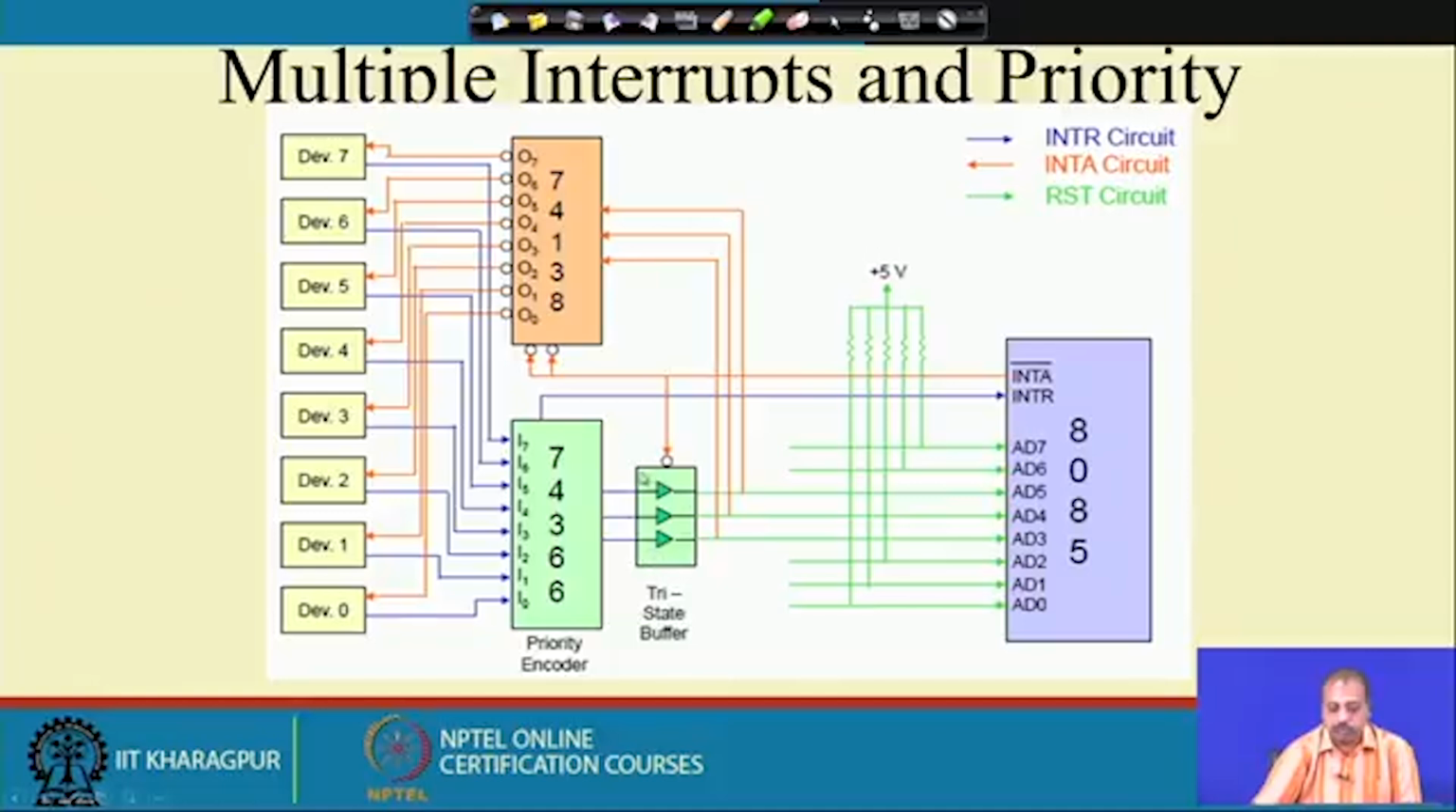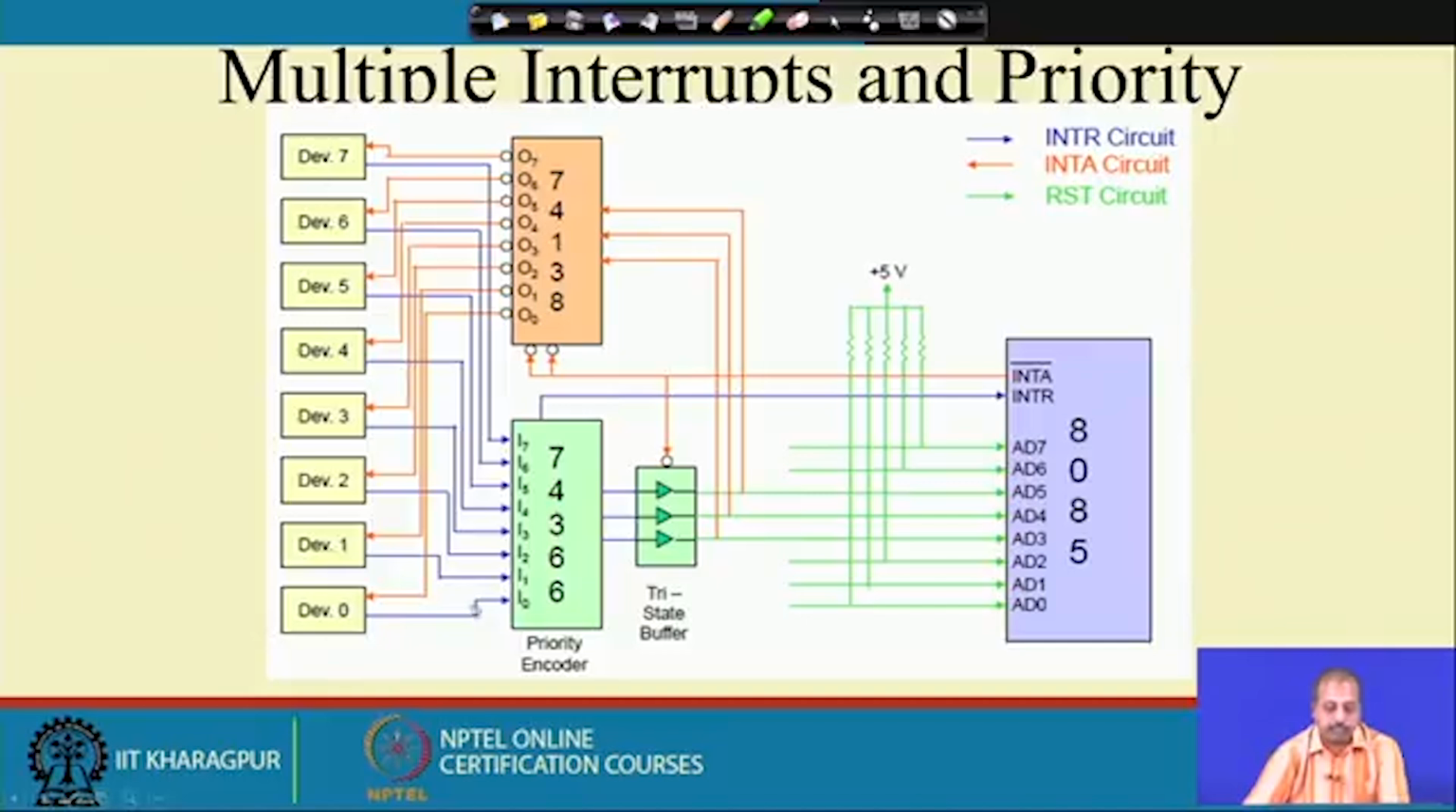Now you see that this encoder will ensure that if I7 has occurred, here you will get the pattern 1 1 1. If I6 has occurred and I7 has not occurred, then only you will get the pattern 1 1 0 here. That way, whichever highest priority interrupt has occurred, that index will be available in these 3 bits. This 0 will be available here only if none of the interrupts from device 1 to device 7 has occurred.